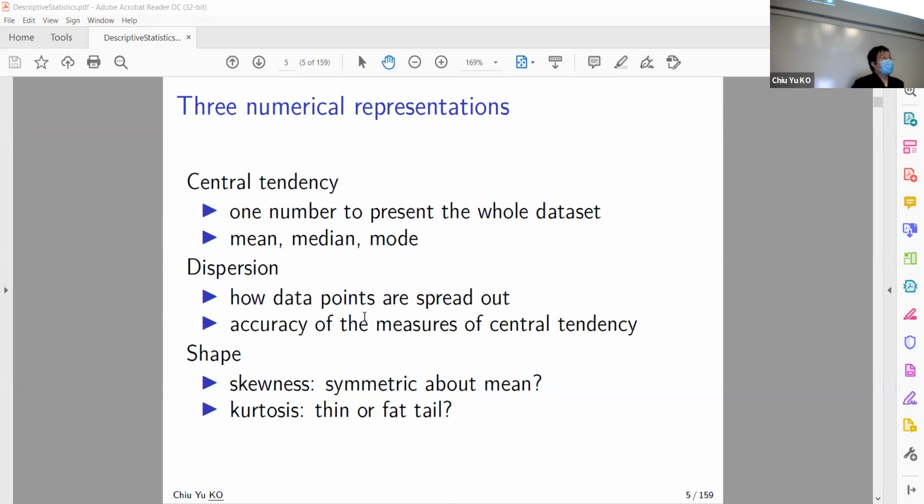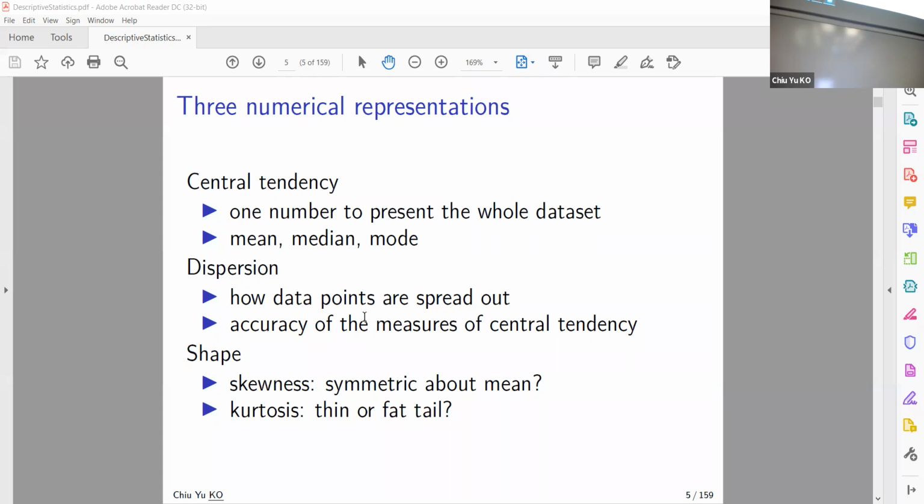The third one is shape. We want to know 2 things. Actually, there are many ways you can measure, but 2 different ways are to look at the skewness and kurtosis. Skewness actually means whether the data is more likely to concentrate on the left side of the mean or the right side of the mean. You may ask why we care about that, because we only know the mean, but we really want to know whether most people are concentrated on the left-hand side or the right-hand side.